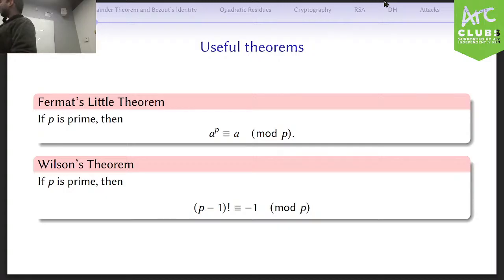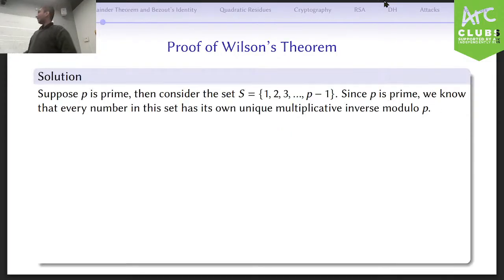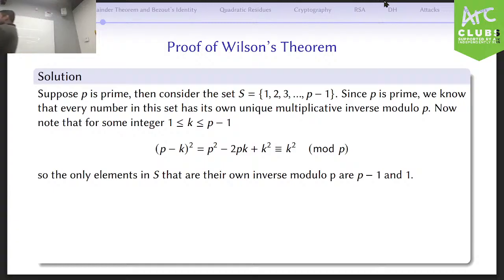And then the next one, this is also pretty important. Wilson's theorem. If you have a prime P, P minus 1 factorial is congruent to negative 1 in mod P. There's actually a really nice proof of this that we'll be discussing. So obviously suppose P is prime and consider this set S. And now here's the important thing.